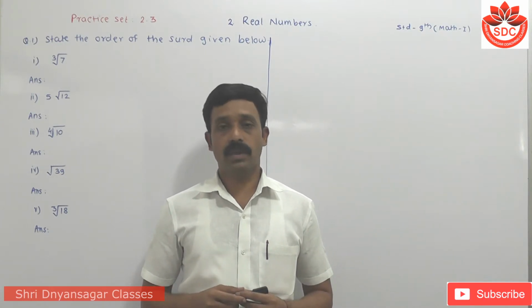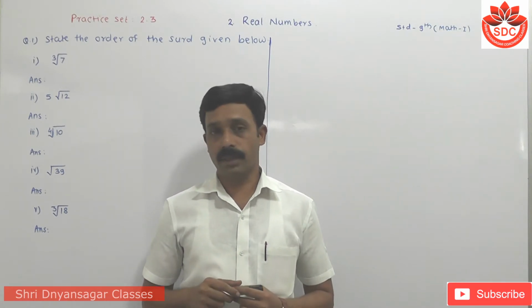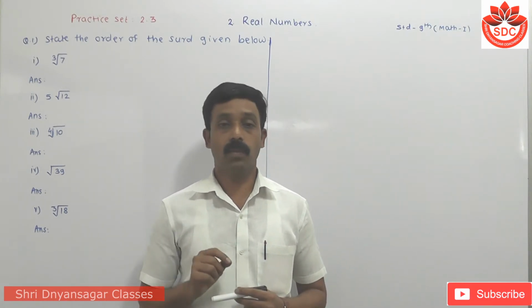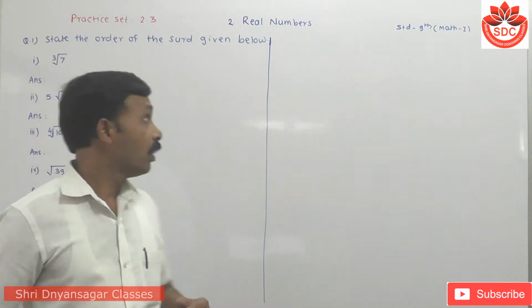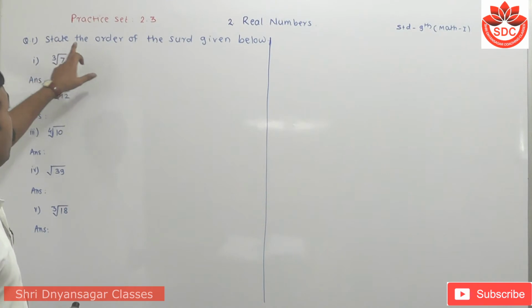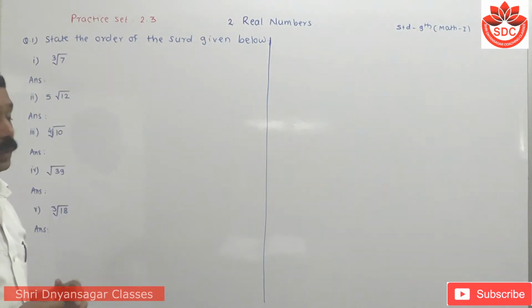Today we discuss the next practice set of the second chapter, Real Numbers. Now the practice set 2.3, the first question is: state the order of the surds given below. Some surds are given, we have to write their order. Such a type of question can be asked in our examination for 1 mark.